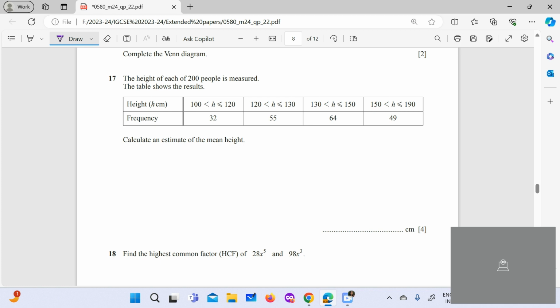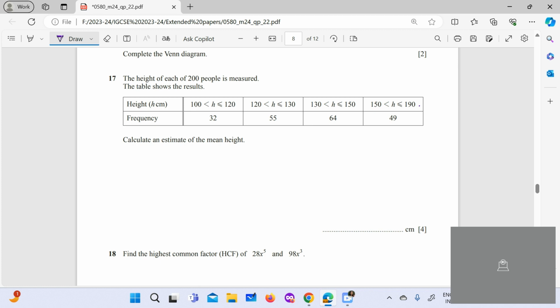Now, this question comes almost in every paper. The height of each of 200 people is measured. The table shows the results. Height is, okay, h is greater than 100 and less than or equal to 120. Okay, so like this it is going until here, and then frequency is given as 32, 55, 64 and 49. Calculate the estimate of the mean height.